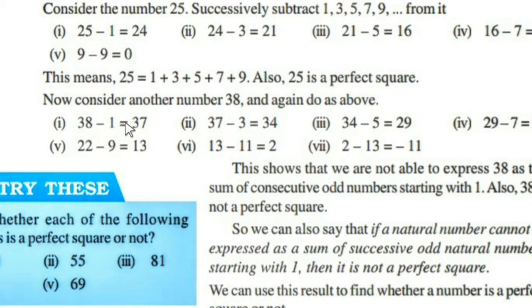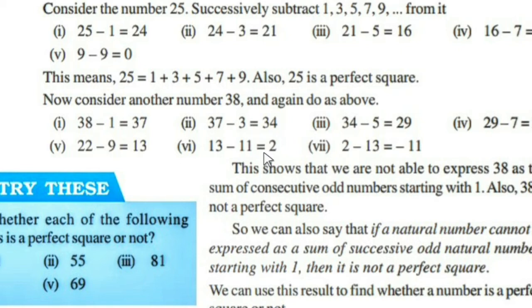So 38 minus 1 is 37. Now 37 and 3 we will subtract. So 37 minus 3 equal to 34, and 34 minus 5 we will do. So 34 minus 5 equal to 29. Now 29 and 7 we will subtract. 29 minus 7 equal to 22. Now 22 minus 9 we will subtract. Equal to 13. Now next, after 9, next odd number is 11. So 13 minus 11 equal to 2.